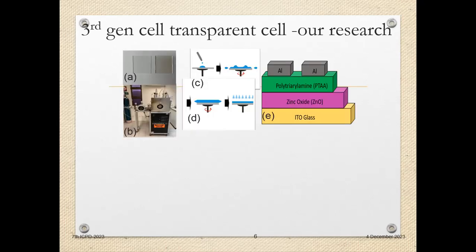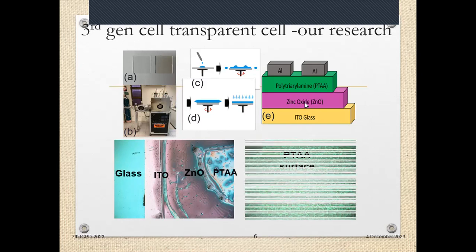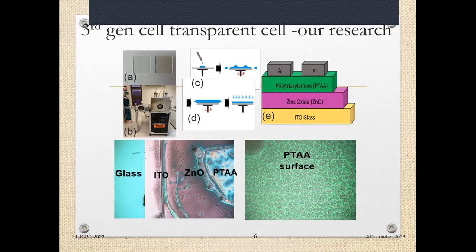For third generation transparent solar cells, in our current research, a couple of years before we did this using RF sputtered zinc oxide on ITO glass substrate, followed by the spin coating method for the PTAA material. The schematic of the materials as a planar heterojunction can be seen on the right side here. The materials interface and the surface properties you can see here are the same configurations.